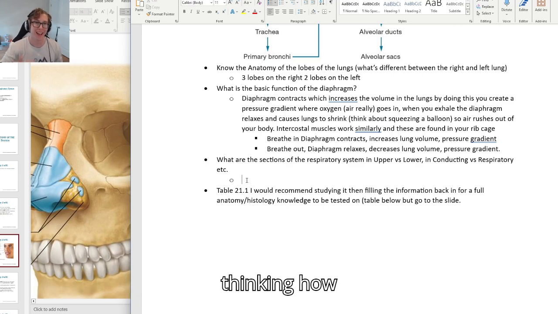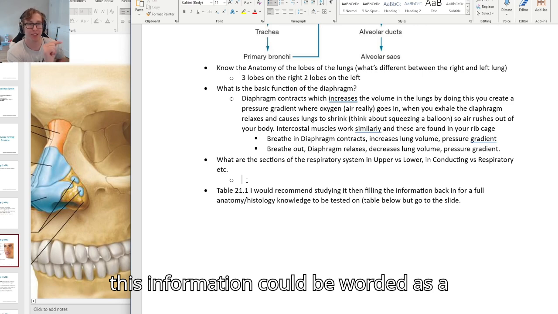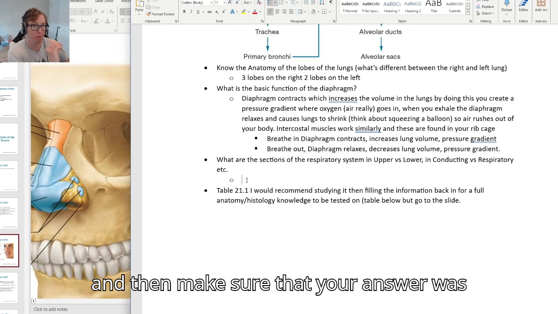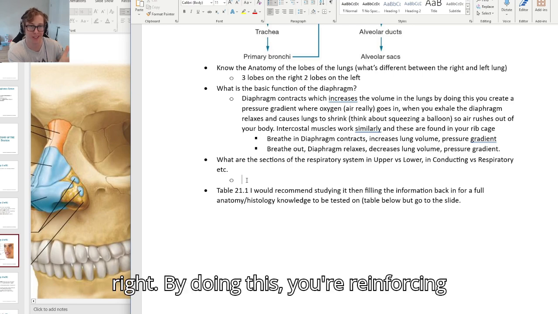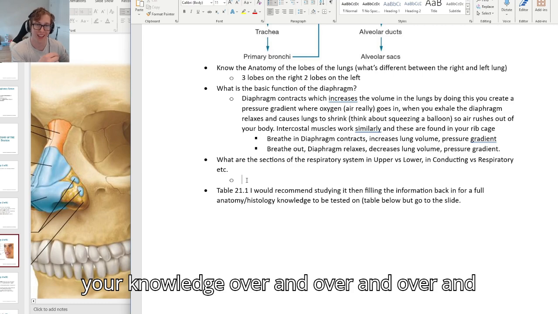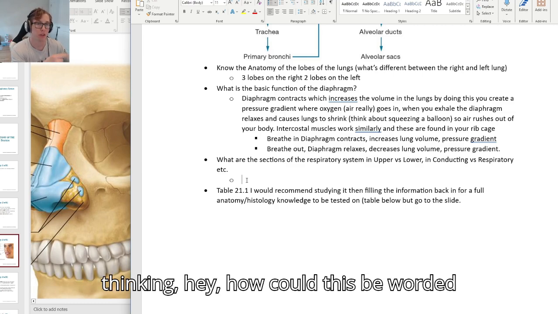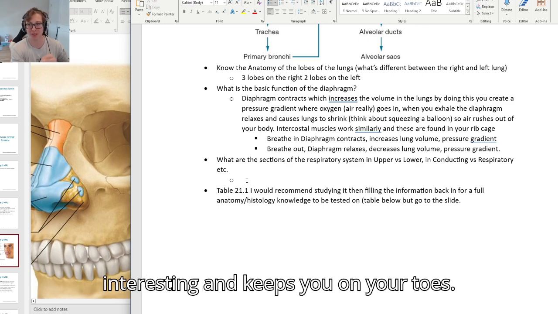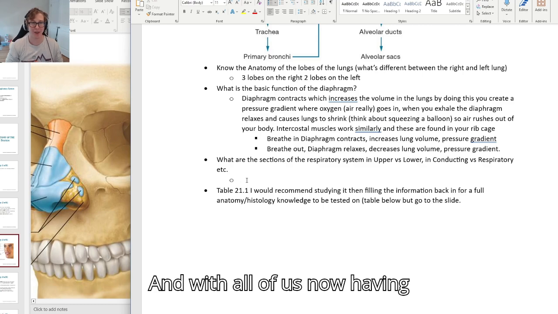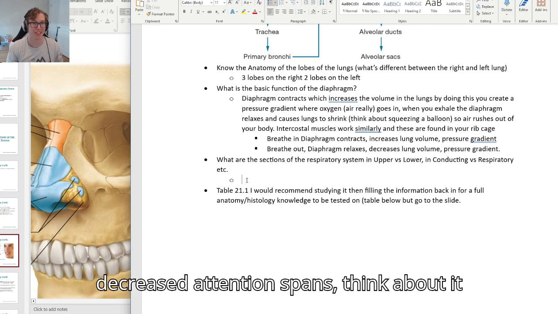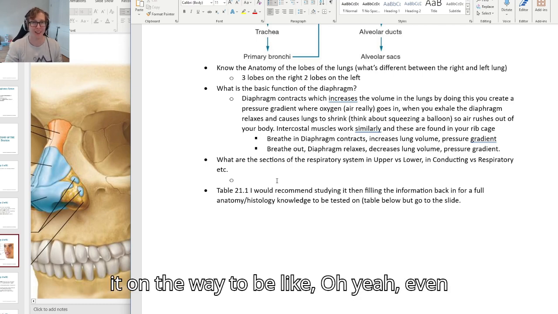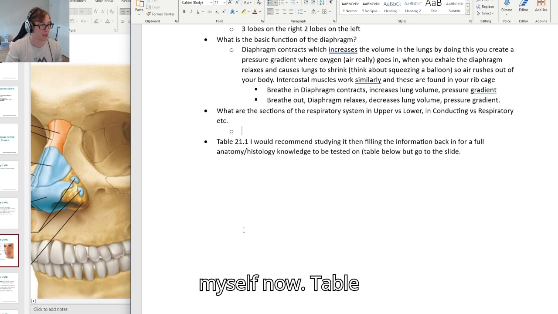Always be thinking how this information could be worded as a question, and then answer your question, and then make sure that your answer was right. By doing this, you're reinforcing your knowledge over and over and over, and thinking, hey, how could this be worded for me? Makes it a little bit interesting and keeps you on your toes. And with all of us now having decreased attention spans, think about it as little tiny challenges that you can do on the way to be like, oh, yeah, even though I'm studying, I'm still testing myself.